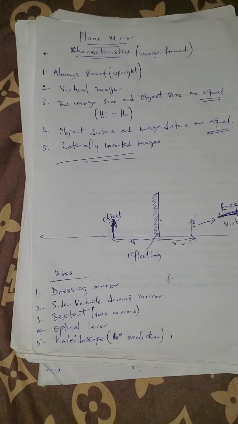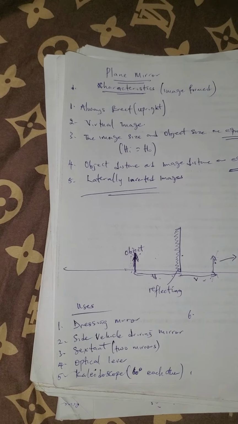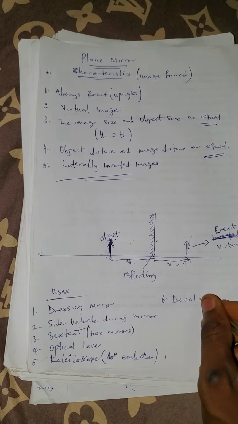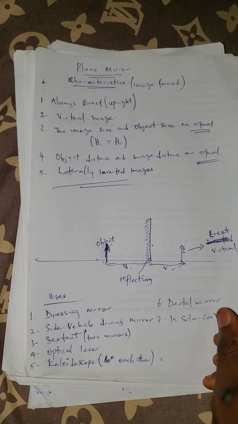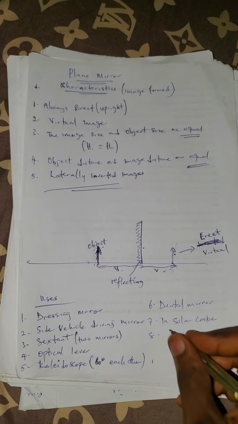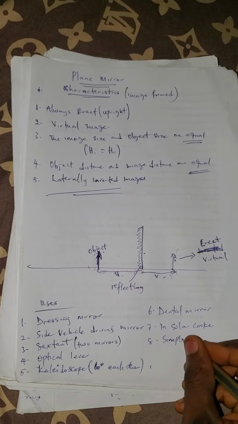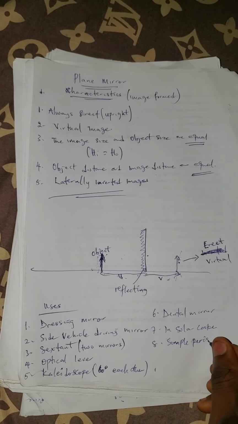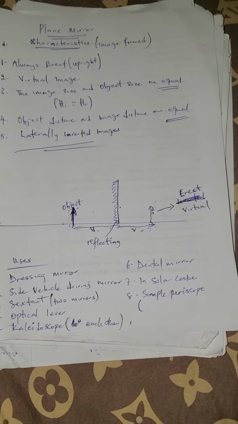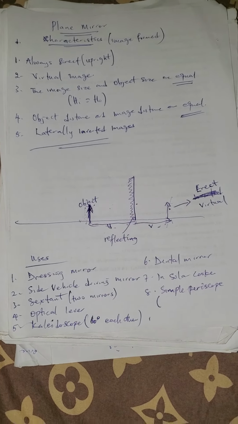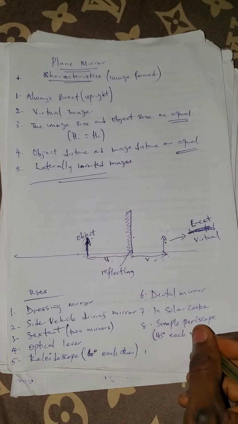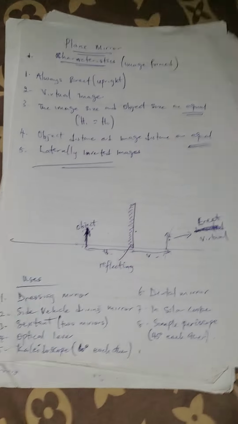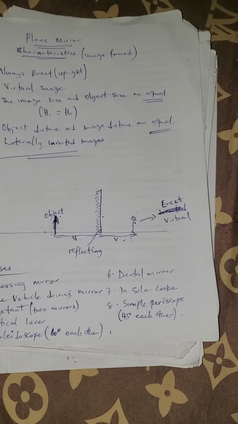Number 6. It can also be used as a dental mirror, and it can also be used in a solar cooker. Number 8. It can also be used in a simple periscope. The simple periscope also makes use of two plane mirrors, and they are at 45 degrees to each other. Now these are the uses of plane mirrors.